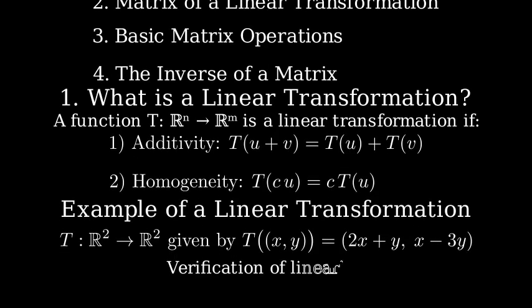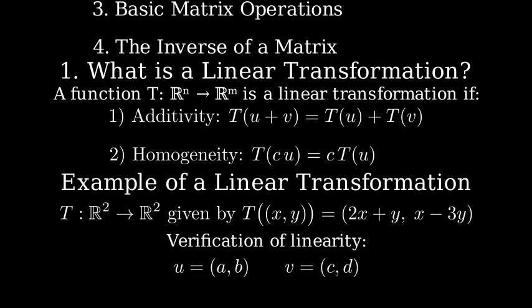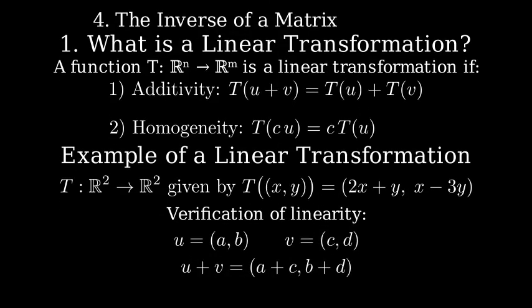First, let's confirm additivity using two generic vectors, u and v in R2. If u equals (a, b) and v equals (c, d), then u plus v equals (a plus c, b plus d). Now, T of u plus v equals T of (a plus c, b plus d), which equals (2 times (a plus c) plus (b plus d), and (a plus c) minus 3 times (b plus d)).